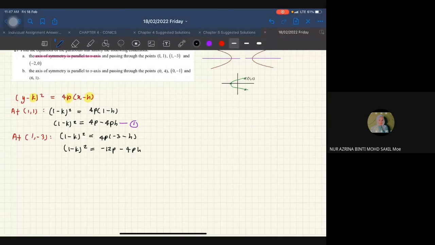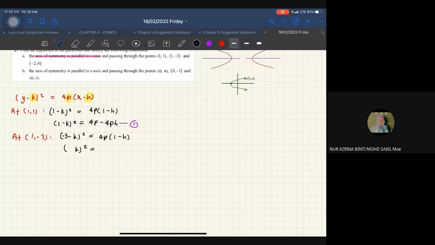Okay, betul. So yang kedua, macam pelik kan? 1, negatif 3 tu. Saya tertukar kedudukan. Okay, so this is the value of y. This is x. So saya tertukar. So saya padam this one, and also this one. Padam juga ini. Okay, so I have negative 3. Okay, baru betul. And then 4p x is 1 minus h.